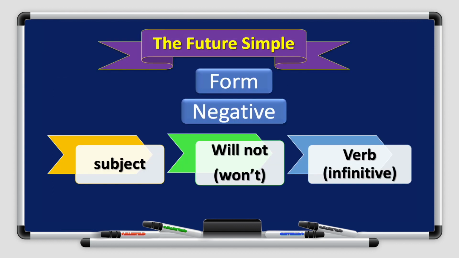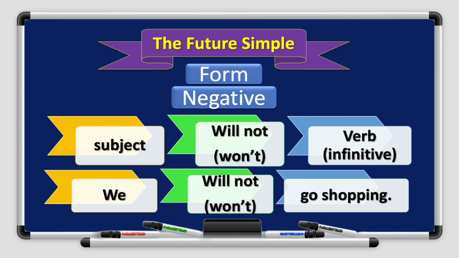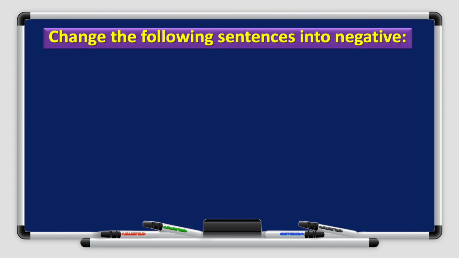Now, if I want to write a negative sentence using the future simple, I start with the subject, followed by will not, followed by the verb infinitive. Will not is shortened to won't. We will not or won't go shopping. So do not forget won't in this case. You add it before the verb infinitive. Let's change the following sentences into negative.